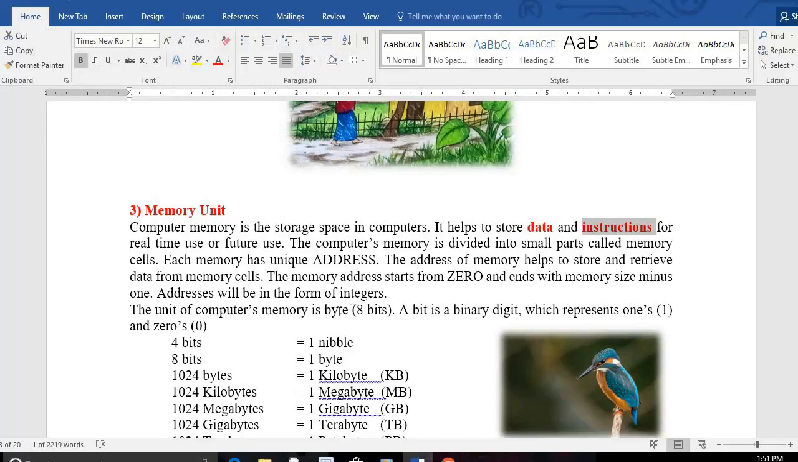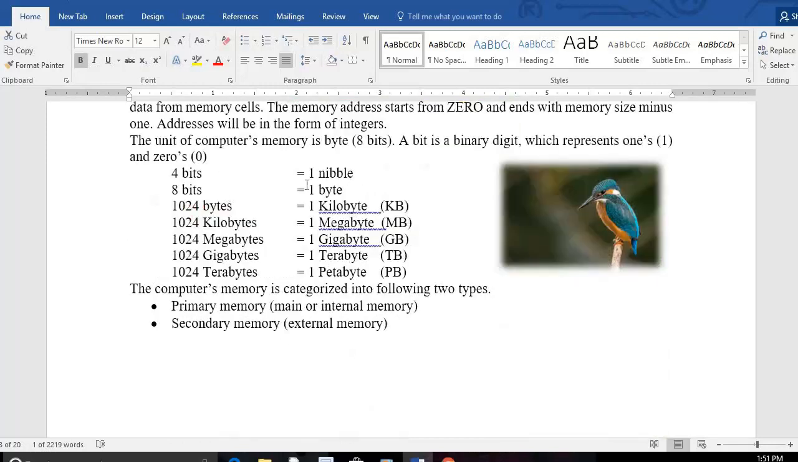The units of computer's memory are bit and byte, as we already know. A bit stands for binary digit and represents ones and zeros. 4 bits means 1 nibble, 8 bits means 1 byte, 1024 bytes make 1 kilobyte, 1024 kilobytes 1 megabyte, 1024 MB 1 gigabyte, 1024 GB 1 terabyte, 1024 terabytes 1 petabyte. You can explain all these things in the exam if you have the time.